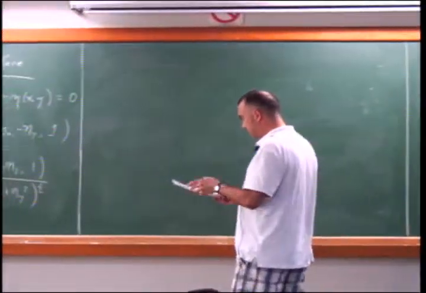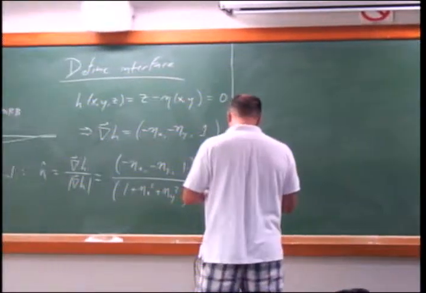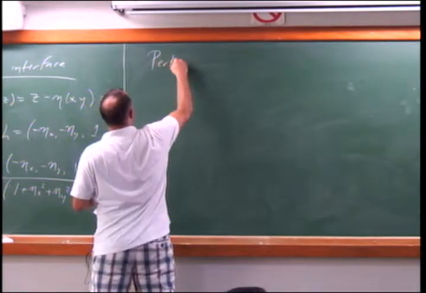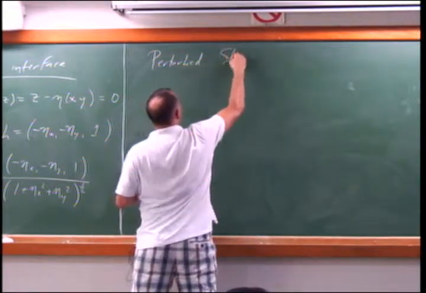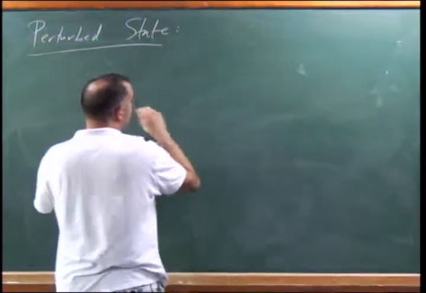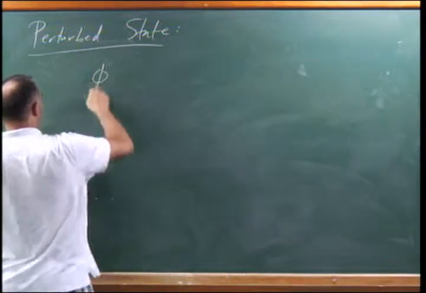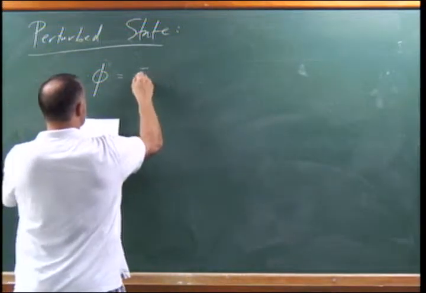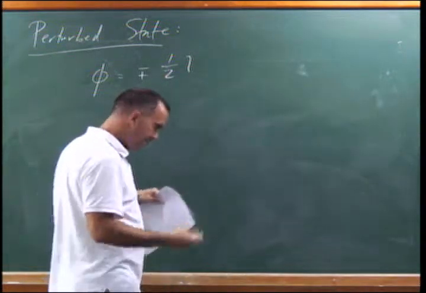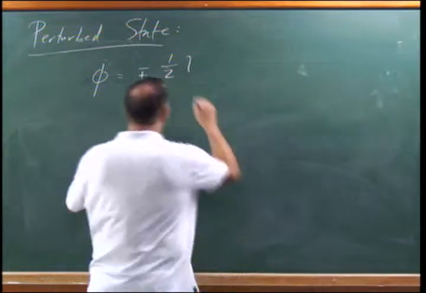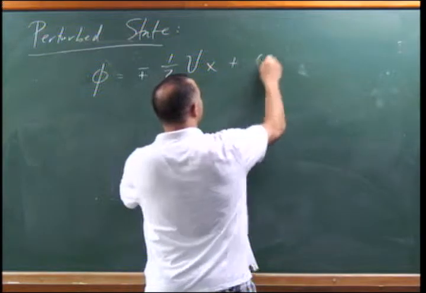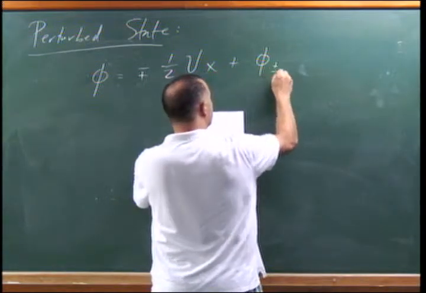Okay, so our perturbed field, our velocity potential now, so we have the unperturbed, and then we have our perturbation field. So phi plus minus.